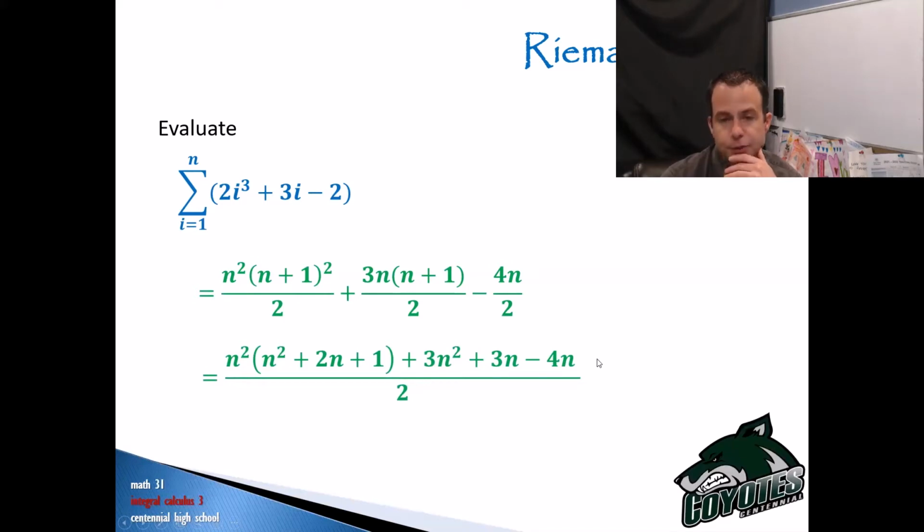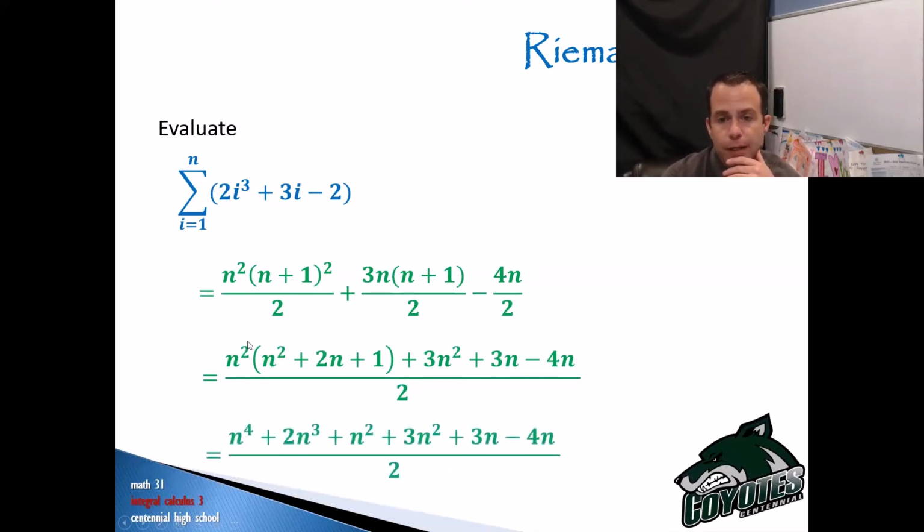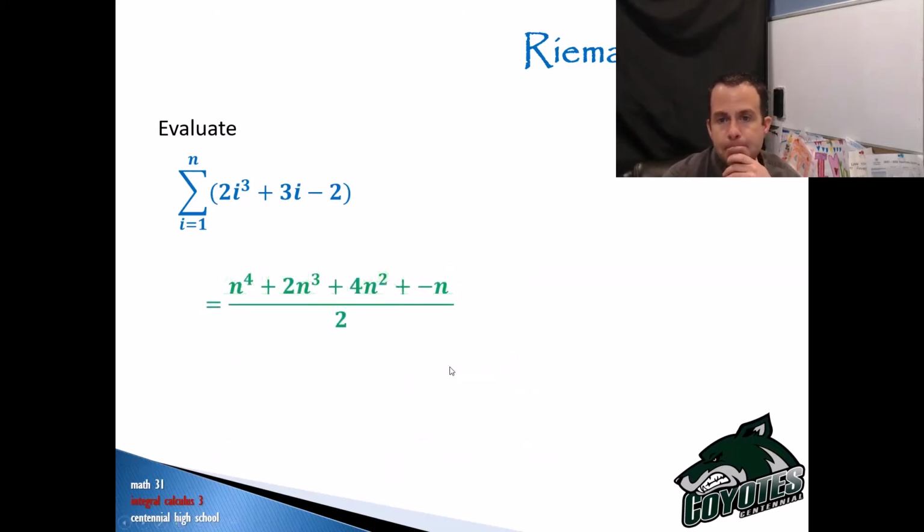Now I can distribute the n squared. So n squared times n squared is n to the 4, n squared times 2n, and n squared times 1. Now I'll combine like terms. So I've got n to the 4, 2n cubed, 4n squared, and then minus n. Now I want to see if I can factor that. I can take out an n from everything. So I'll have n over 2 times n cubed plus 2n squared plus 4n minus 1.